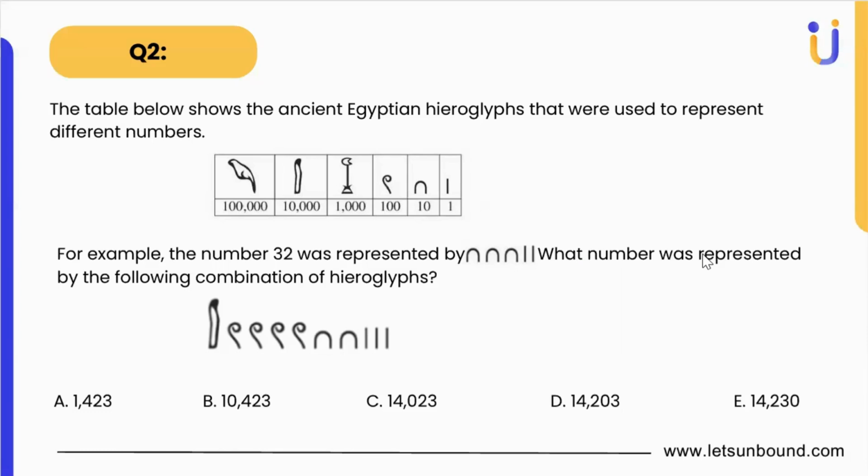The table below shows the ancient Egyptian hieroglyphs that were used to represent different numbers. For example, in this, one symbol has been given for 100,000. The second symbol has been given for 10,000. Then you have a symbol for 1,000, 100, 10, and 1. They've also given an example which says the number 32 was represented by 3 symbols of the tens and 2 symbols of 1. They have given us a combination of symbols and asked us to represent it in numbers.